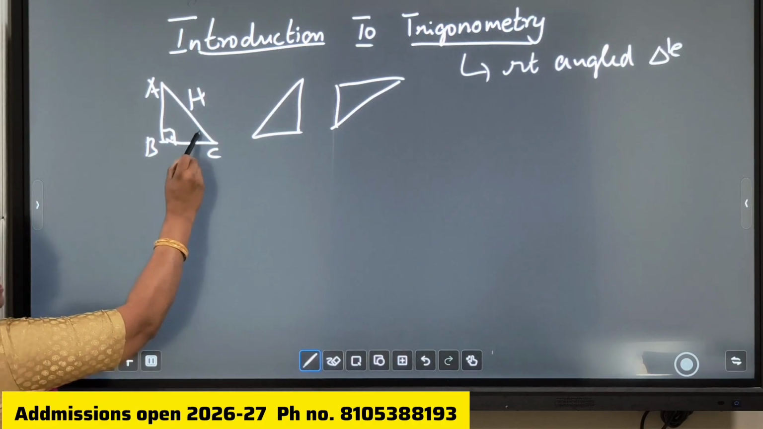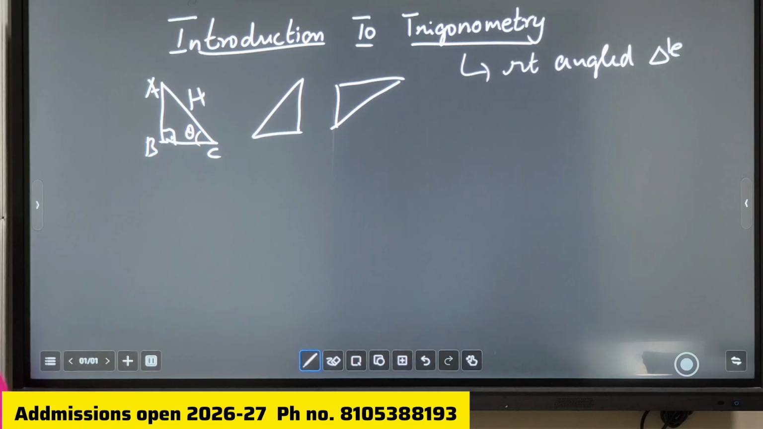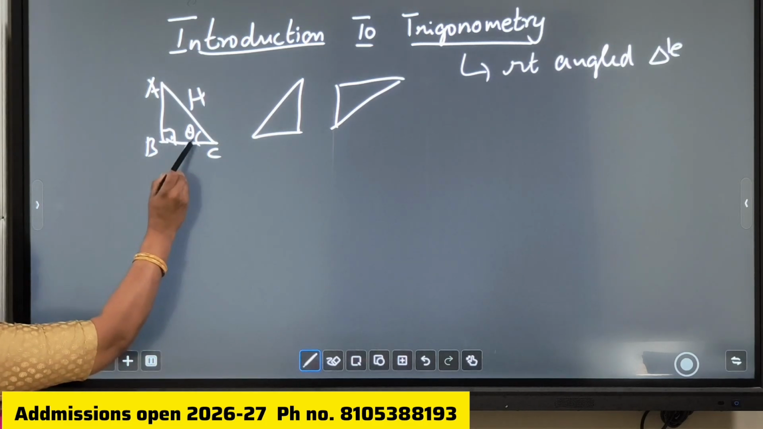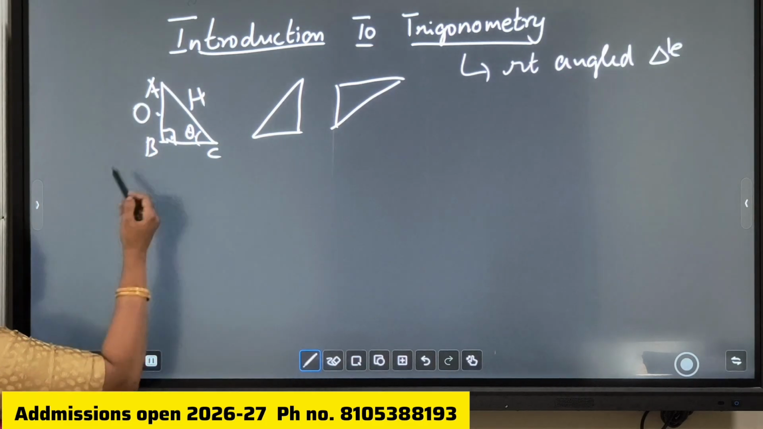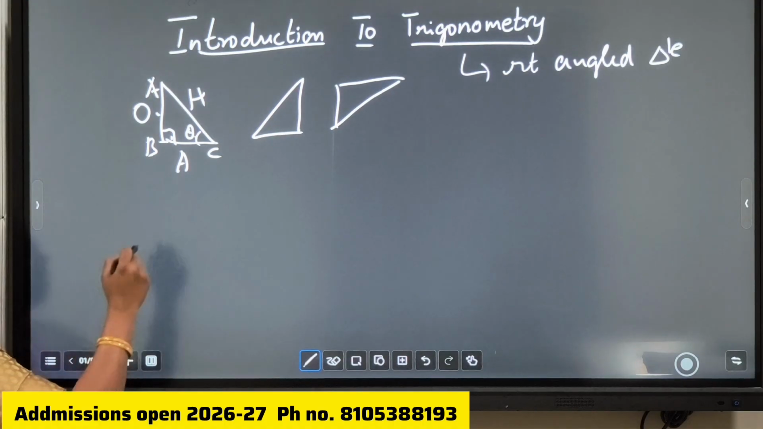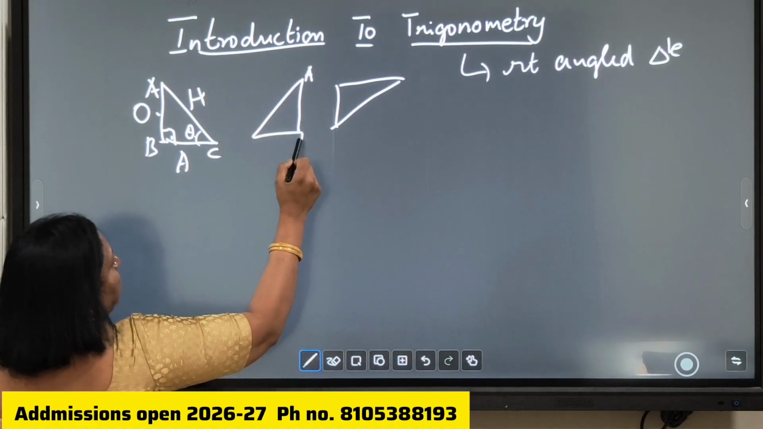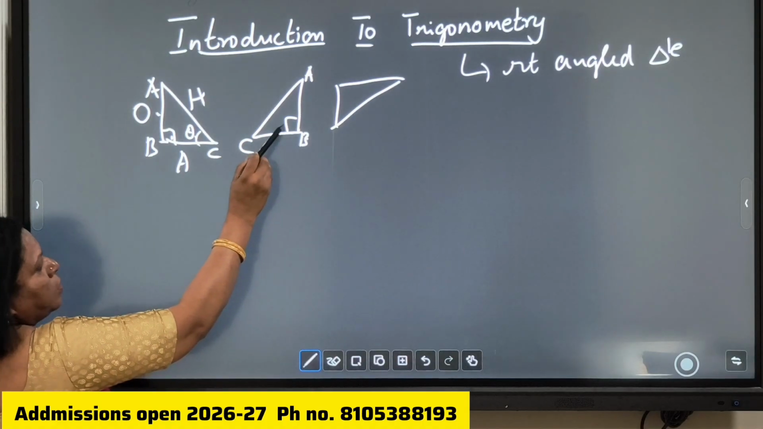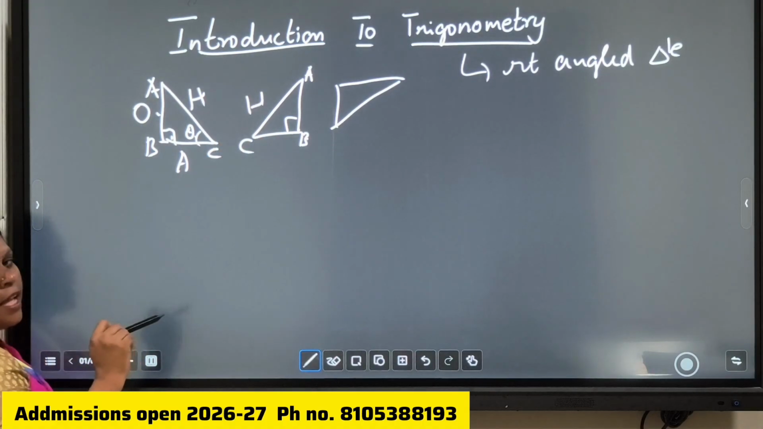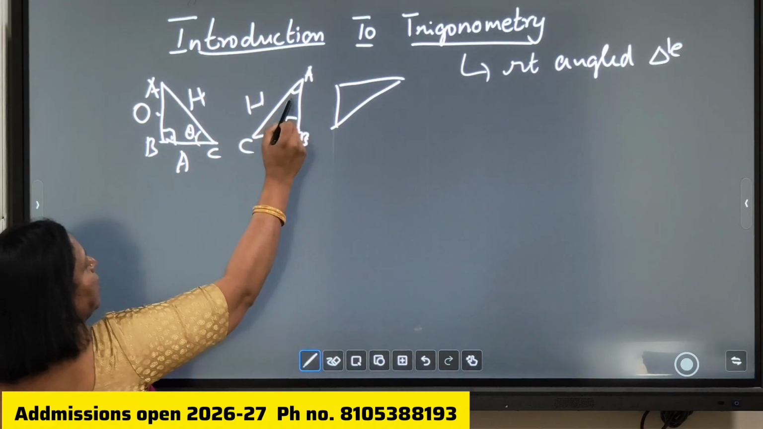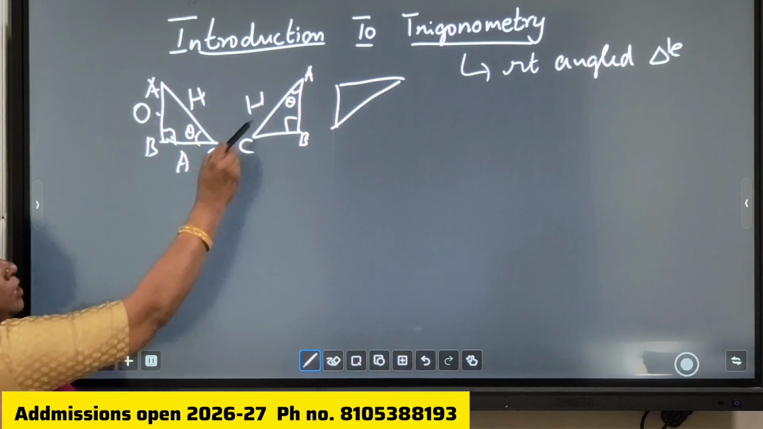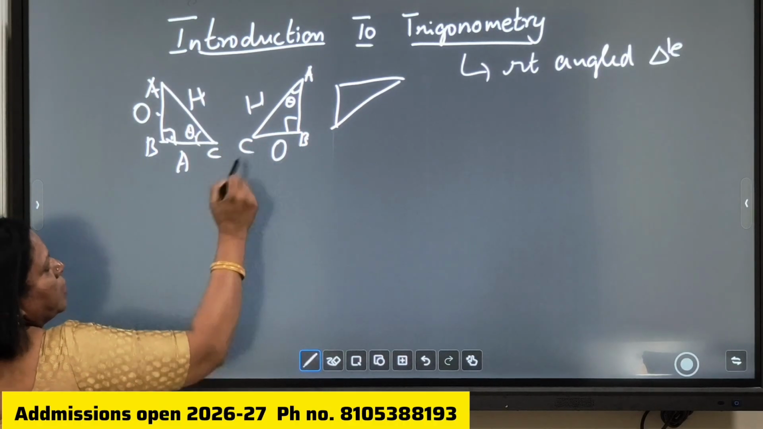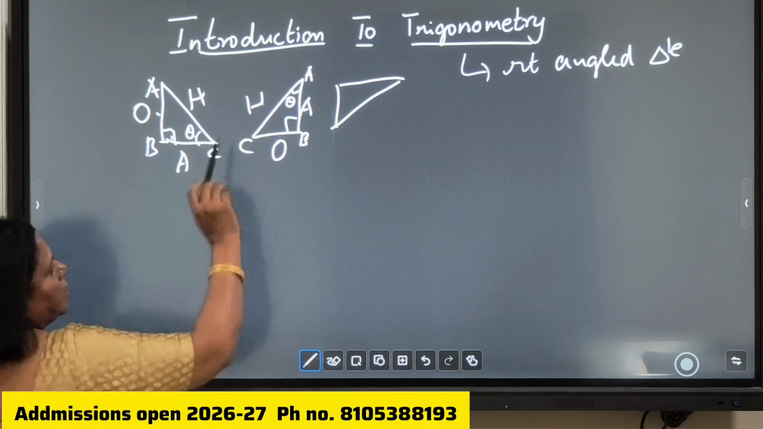If I consider theta at C, angle C, then the side opposite to this angle is the opposite side. The other side will be the adjacent side. Now we will go through this triangle. The right angle is at B, so opposite to the right angle is the hypotenuse. If I consider angle A, then opposite to angle A is the opposite side, and the other side is the adjacent side.